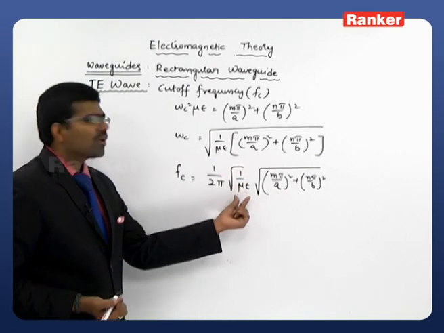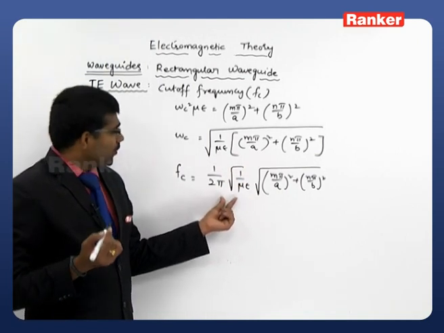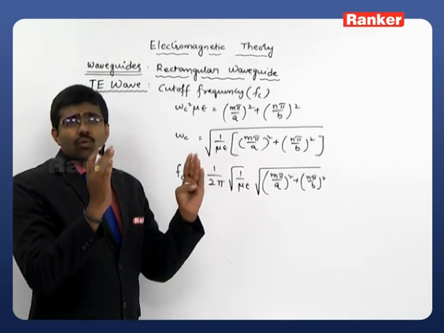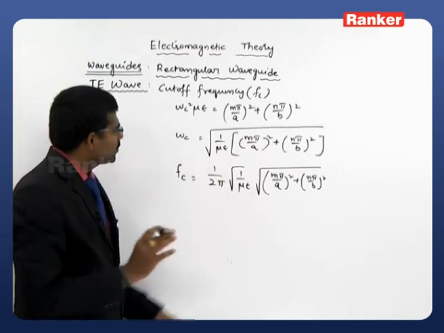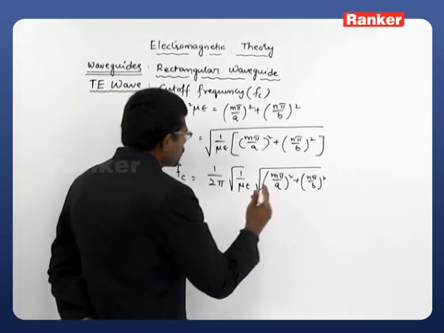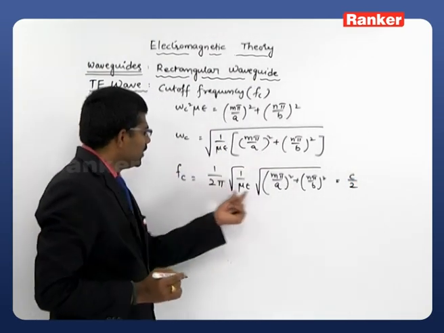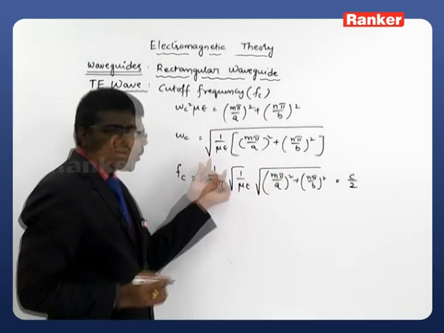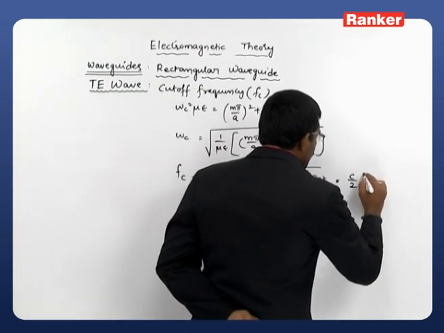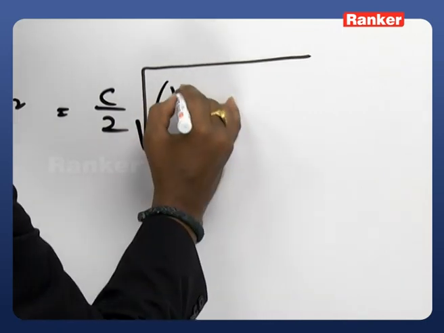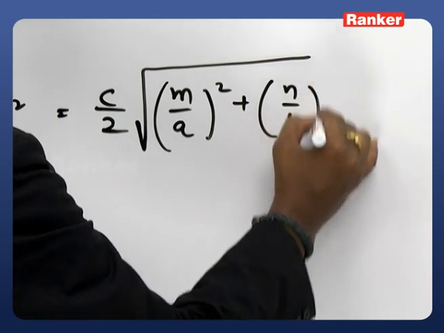Now what is 1 by square root of mu epsilon? It is the velocity of the wave in that particular medium. If the medium we are considering between the walls is air, then it is simply the light velocity c. So I am directly replacing it with c, which gives c by 2. Here we have pi, and pi square comes outside as pi, so pi will be cancelled. So c by 2 square root of m by a whole square plus n by b whole square.